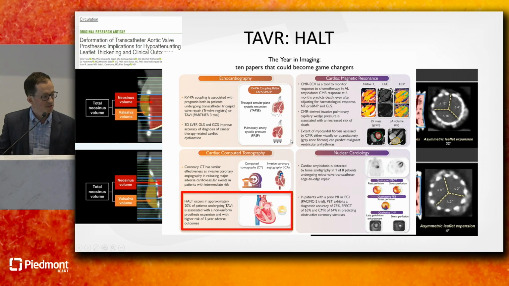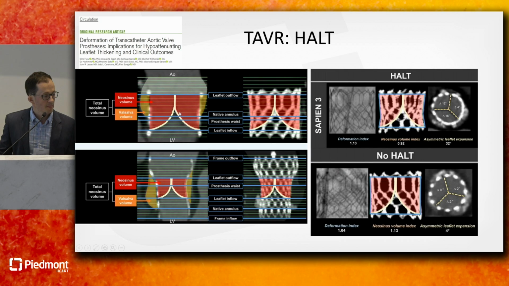This was an interesting paper last year. They looked at the deformation of the TAVR valve on CT, and they came up with a couple different variables. They looked at the deformation index, so basically the higher the index, the more of an hourglass shape the TAVR valve was on post-CT. They looked at the neosinus volume index, which is this red area here. And then they also looked at the leaflet expansion. Did the leaflets expand symmetrically with a change in angle very similar between all three, or was it asymmetric where one of these leaflets didn't completely expand?